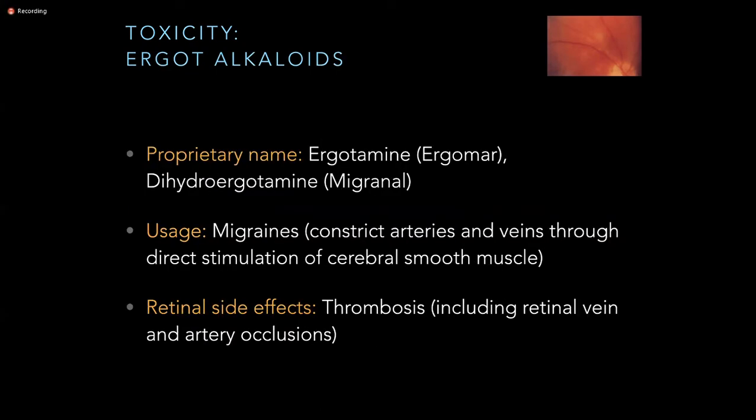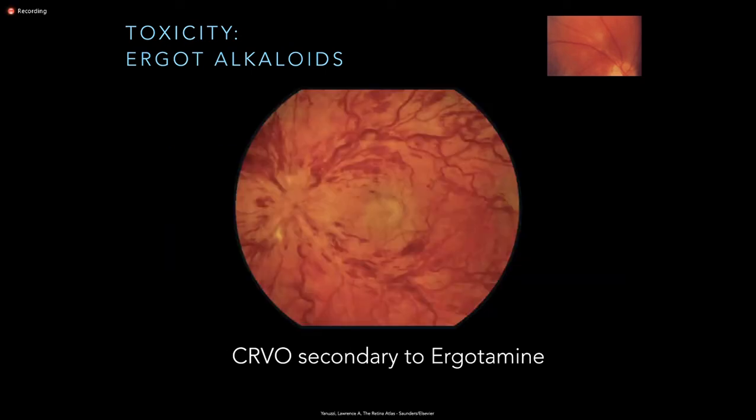Ergoalkaloids. Here we're talking about ergotamine and dihydroergotamine. These are drugs used for migraines. They constrict arteries and veins through direct stimulation of cerebral smooth muscle. And the retinal effects can include thrombosis, which can involve retinal veins and arteries becoming occluded. Here's a picture of a patient who has a CRVO, which is secondary to ergotamine use.